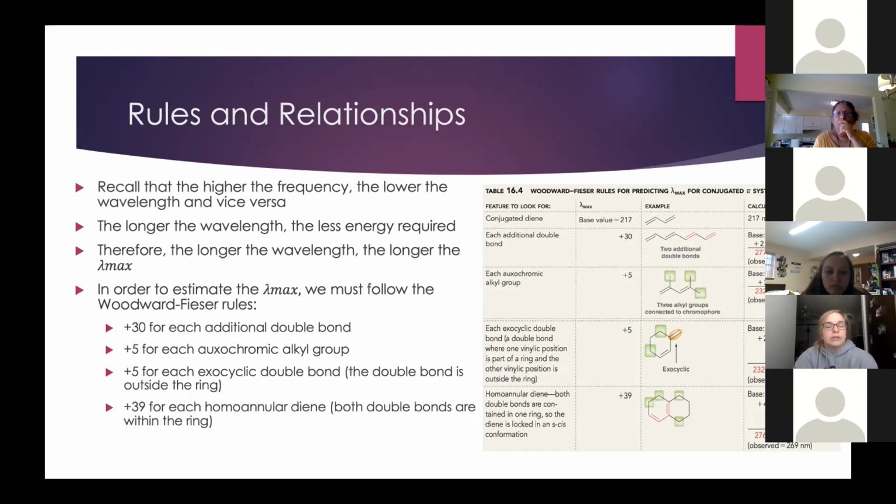And then you're going to add 39 for each homoannular diene. So both double bonds are contained within one ring. So it's locked into the cis formation. So then you're going to add 39 on for that, and then plus all of your other substituents if you have them.